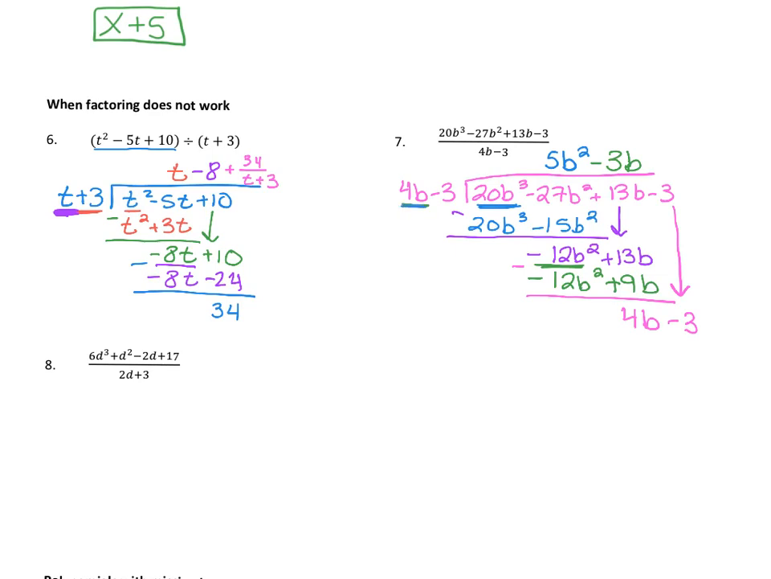Now, 4b times what gives me 4b? Well, that's just a 1. And 1 times 4b minus 3 is 4b minus 3. So in this case, I have a remainder of 0. So my final answer would be 5b squared minus 3b plus 1.